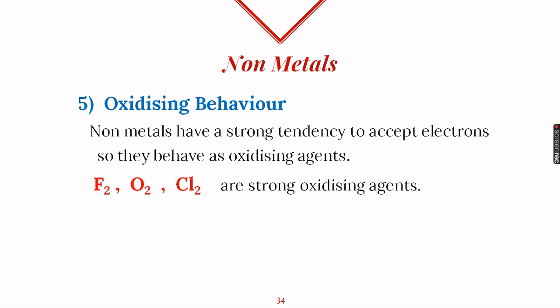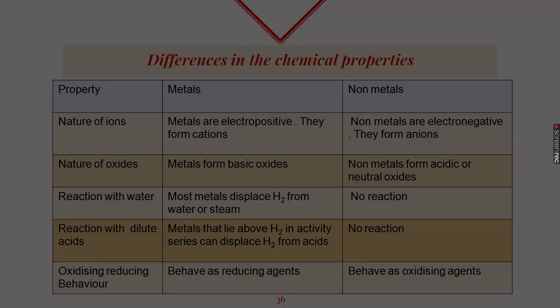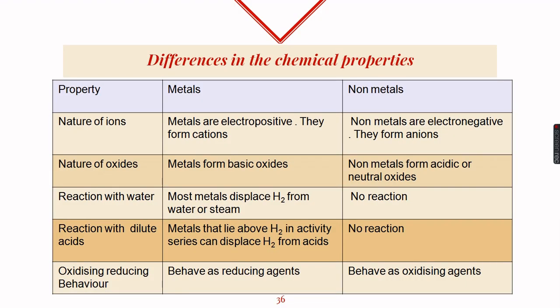Nonmetals behave as oxidizing agents because they have a strong tendency to accept electrons. Fluorine, oxygen and chlorine are strong oxidizing agents. Now we have discussed all the properties of metals and nonmetals, and we are in a position now to answer this question. Differentiate between metals and nonmetals on the basis of their chemical properties. You can pause the video and think about the answer, and then check your answer from this table.